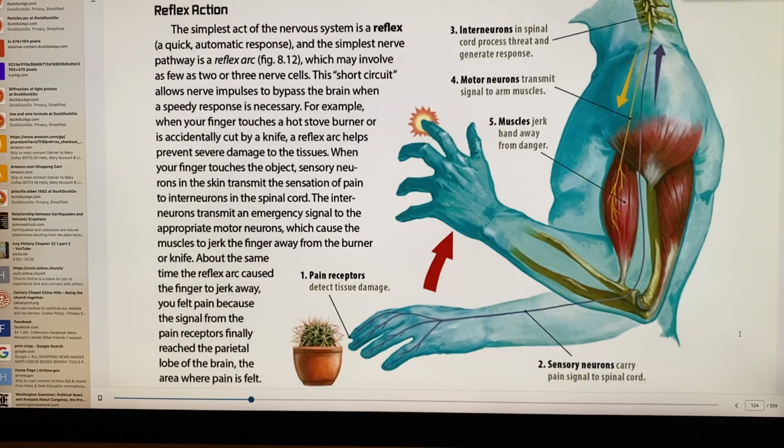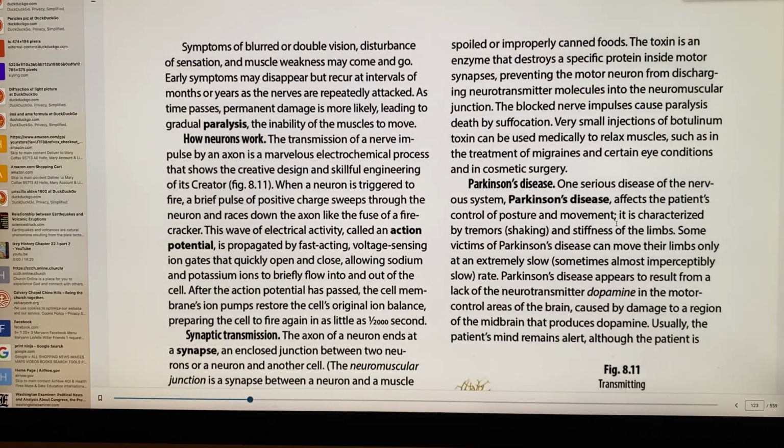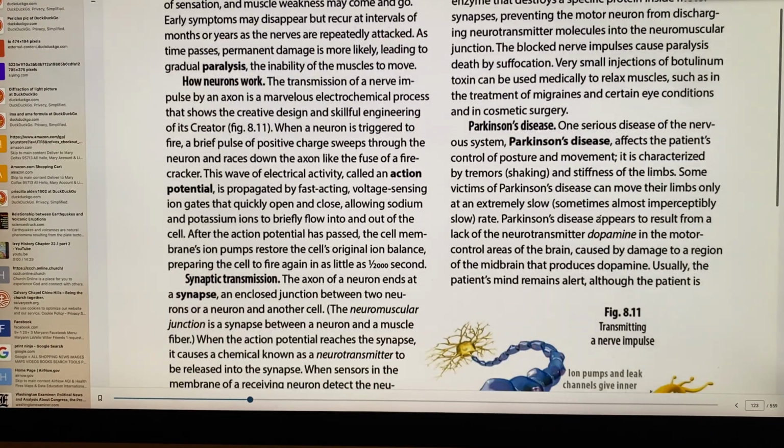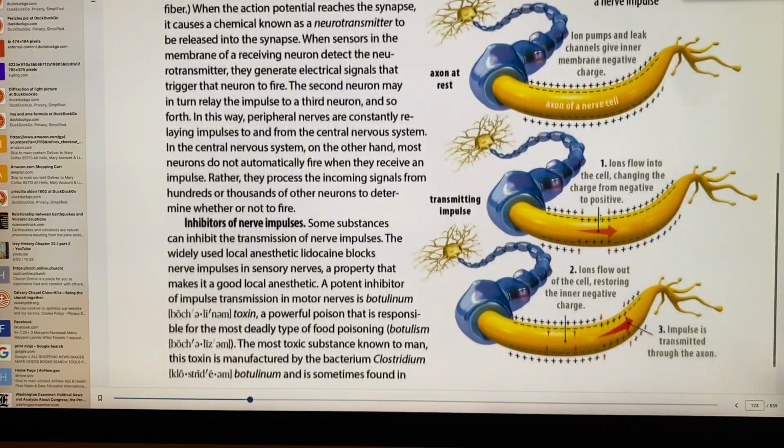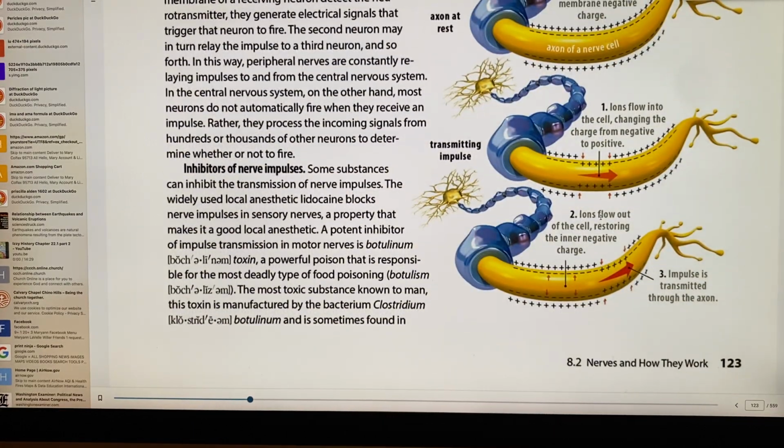Reflex action. Well, before the reflex action, it talked about inhibitors. It talks about some things that can block nerves from transmitting. So if you have a nerve that's going to transmit, you have something that's going to block it. So let's go on here. Inhibitors right there.